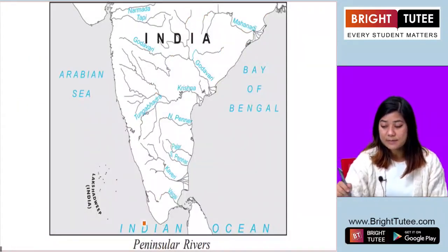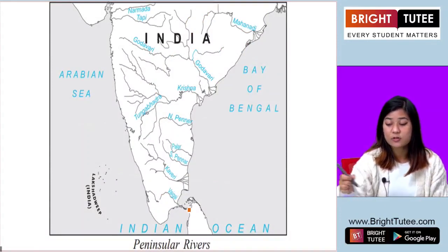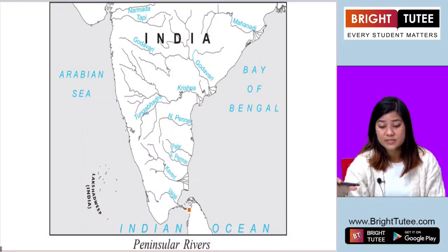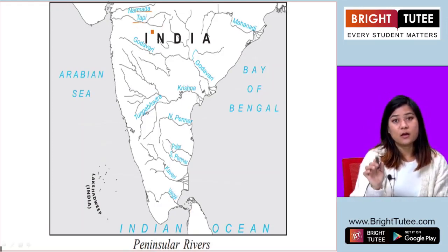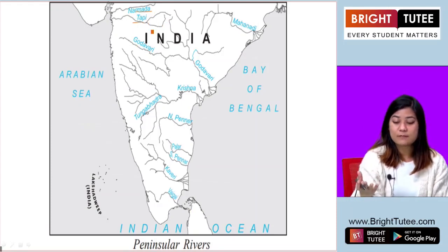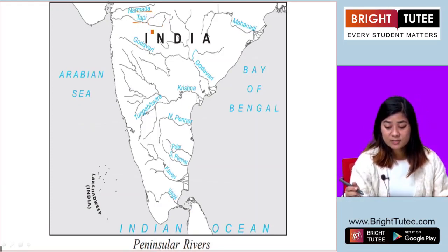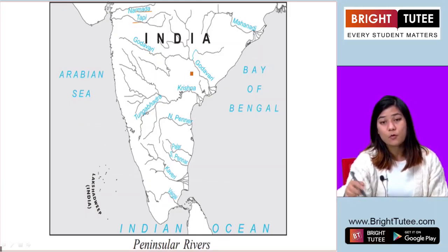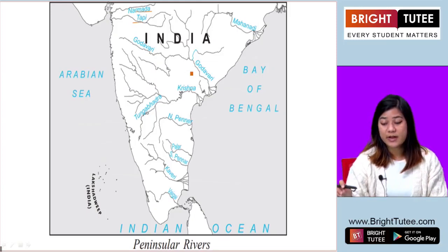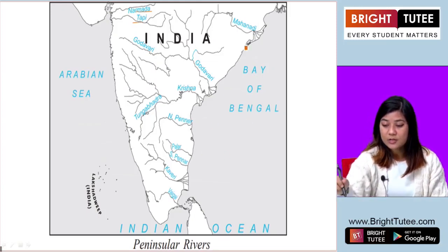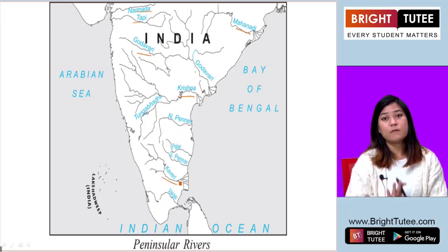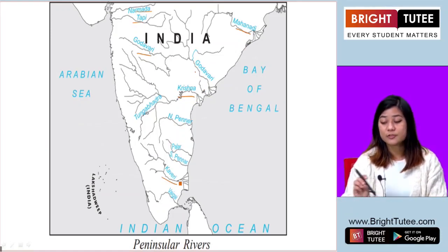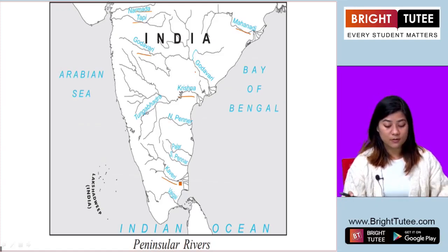So here you can see the peninsular part of India, and then you can also see the important rivers of this region. So you see Narmada and Tapti are the only long or big rivers that flow towards the west. But the rest of it in the peninsular region flow in the eastward direction and drain into the Bay of Bengal. So you see Mahanadi, Godavari, Krishna, and then Kaveri, all these rivers flow in the eastward direction and drain finally into the Bay of Bengal.